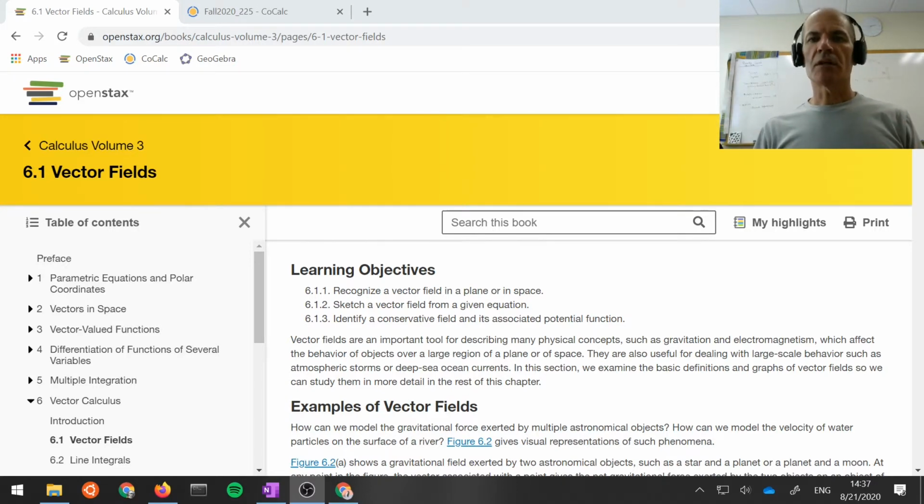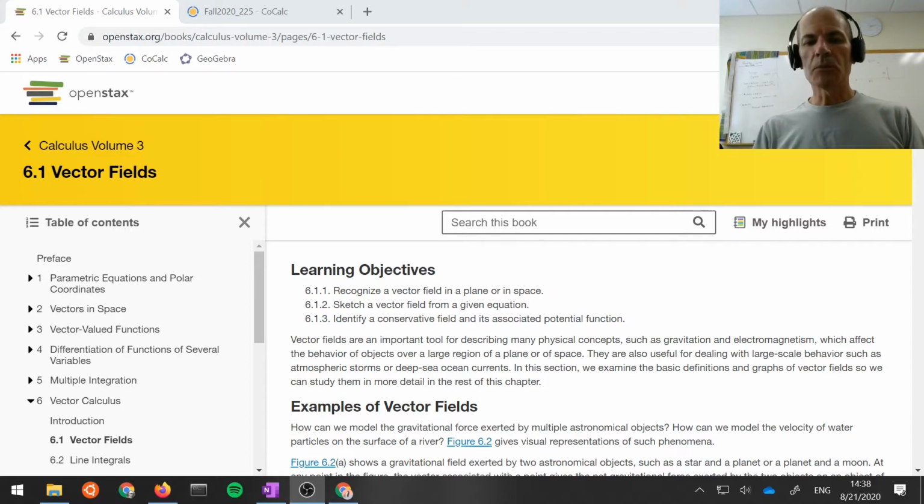We're going to restrict our attention to vector fields of the same dimension. So we're going to look at two-dimensional vector fields where at every point in the plane we're attaching a 2D vector, or three-dimensional vector fields where at every point in space we're attaching a 3D vector. There are other mixes and matches of that kind of thing. You can have a five-dimensional space with three-dimensional vectors attached at every point. We're not doing that here.